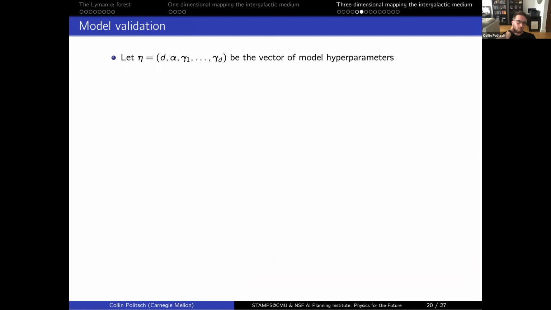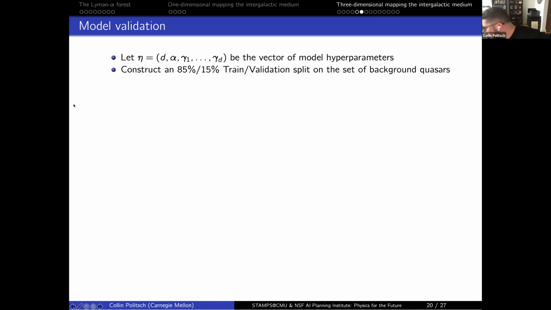Okay, so let's talk about model validation. I've introduced a number of hyperparameters of this model here. So I'm just going to let eta be our vector of hyperparameters. And as I've mentioned, in accordance with our objective to maximize the predictive accuracy of this map in between the sight lines, we split the set of quasars given by the BOSS survey, 85 to 15% for train and validation. We train on 85% and then evaluate how well we're doing for each value of the hyperparameter vector.